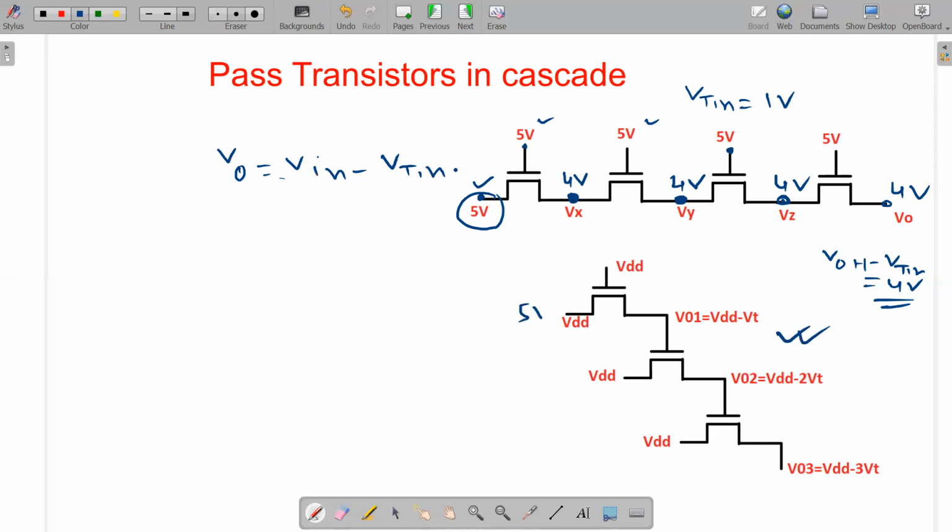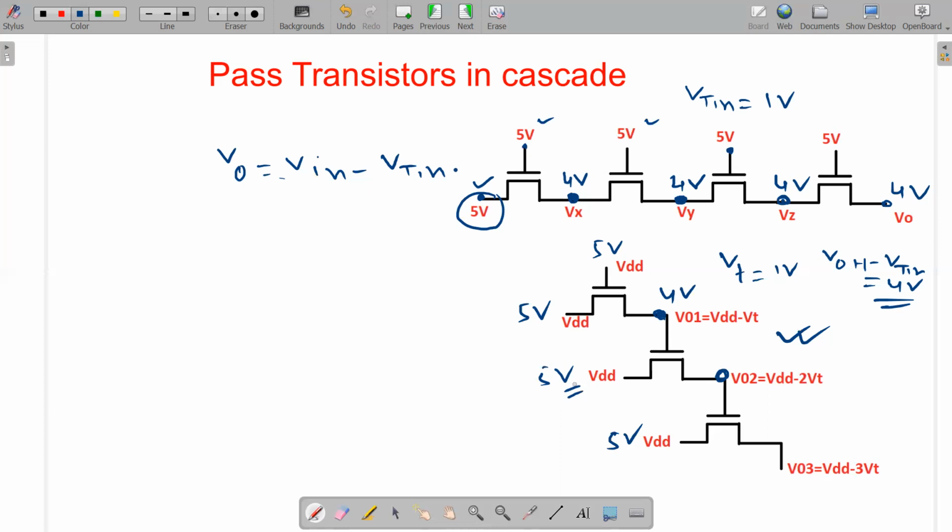But here, with the same example, VDD is 5 volt, so here also it is 5 volt, so here also is 5 volt, and we are talking about VT equal to 1 volt. So here 5 volt, VDD here also 5 volt. So here how much can it pass? 5 minus 1 VT, so 4 volt. Now in the second stage, the gate voltage is 4 volt. So how much can it pass? 4 minus 1 VT. That means 3 volt it can pass.